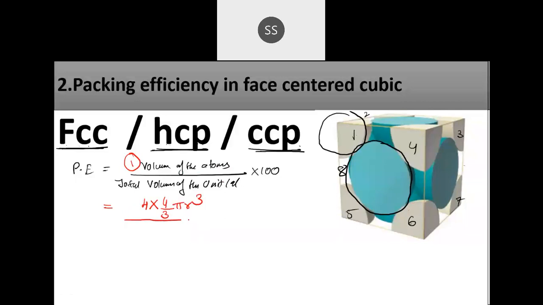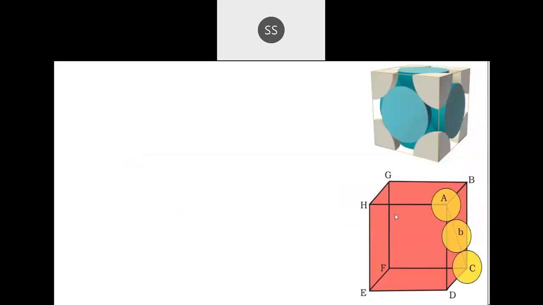Now, divided by the total volume of the unit cell. To calculate the total volume of the unit cell, that is A cube, you should get the A and R relationship. Now observe this. I'll go to the next page. See here, I have taken this figure, so it will be easier. I've gone to the next one.